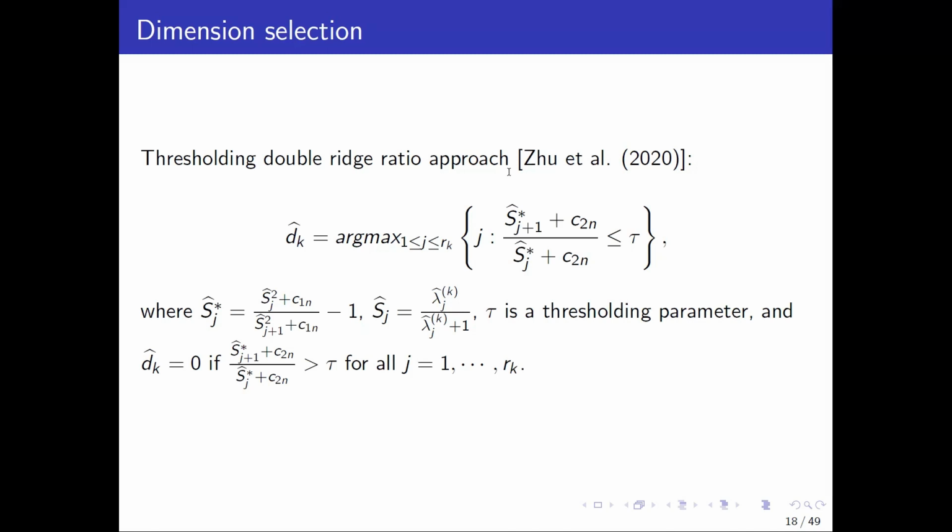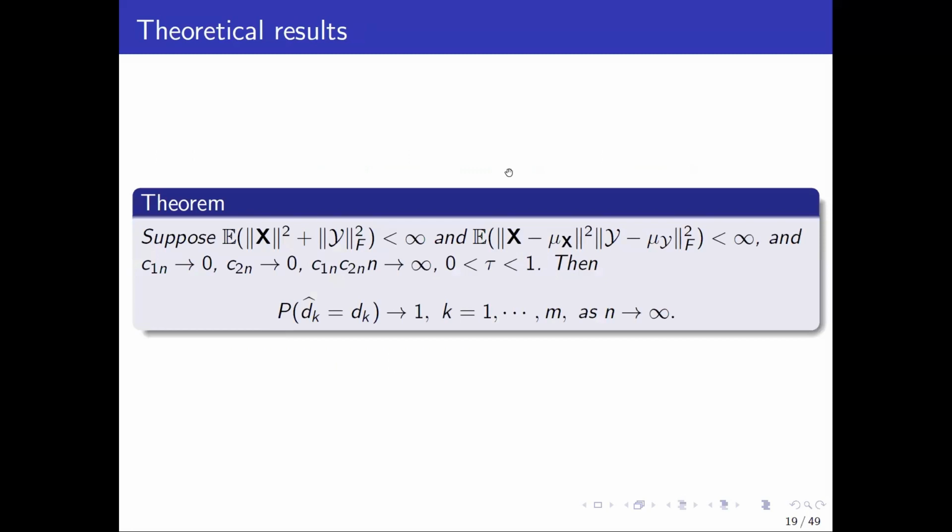It is possible that you can adopt a different method to estimate the rank. You can use the ratio-based estimator, or you can use the ridge type of estimator. But in our limited simulation study, we have seen that this thresholding double ridge ratio was giving us the most encouraging result, especially when the dimension is large. So we picked this approach. And using the theoretical result, we can also show the consistency result for the estimation of the dimension.